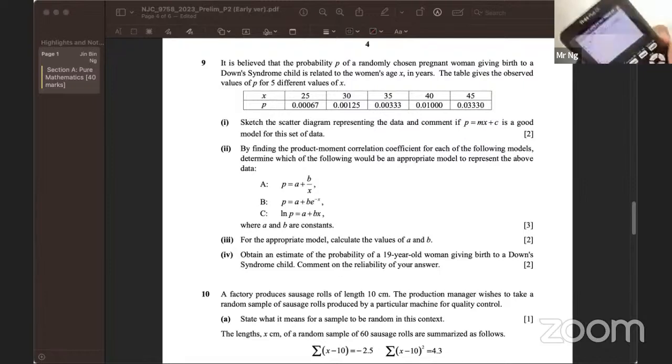Okay, so I deactivate my plot one, then I go to plot two. Plot two is now with list 3 and list 4. Okay, so it shows like this, like an exponential curve. And comment if it is a good model. So it's not a good model. So you just draw the diagram and say that it's not a good model.